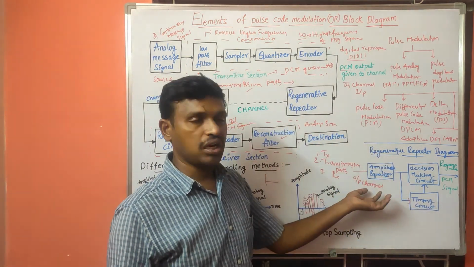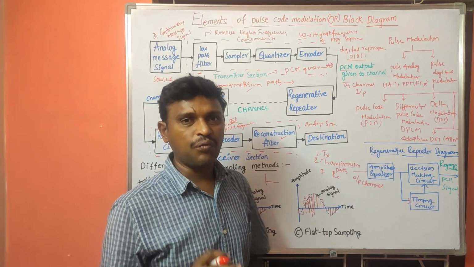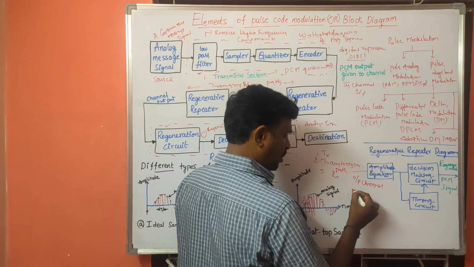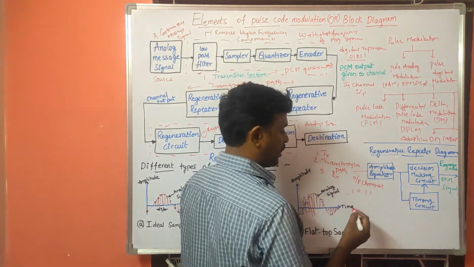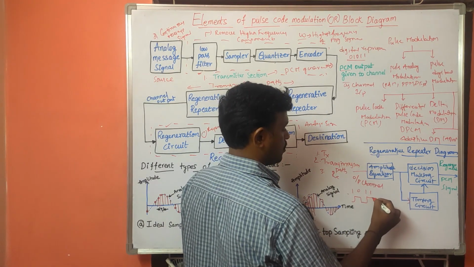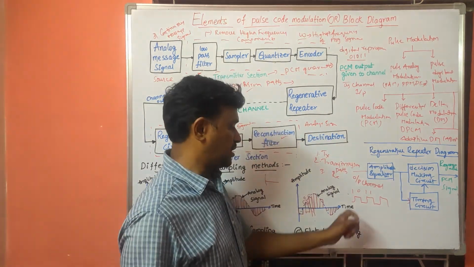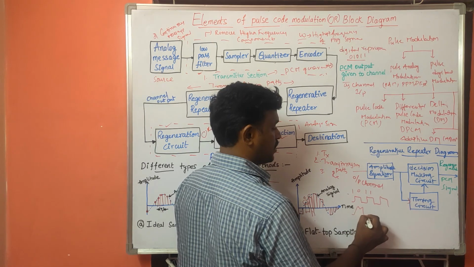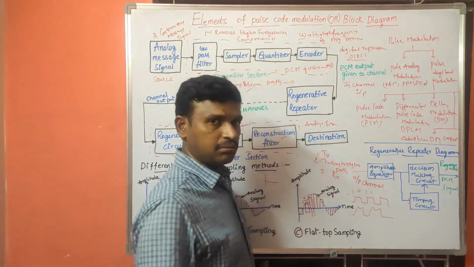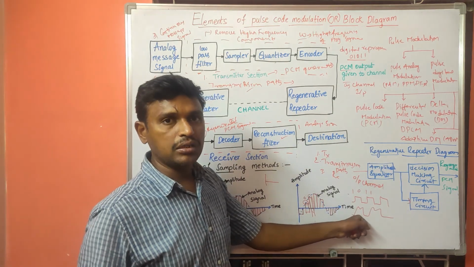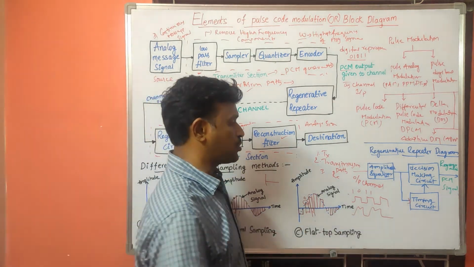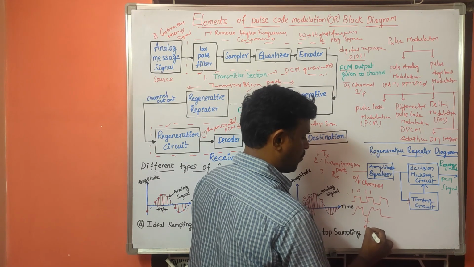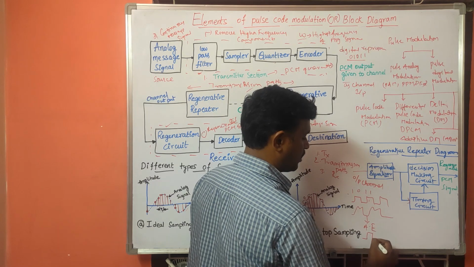Now let us see how this regenerator circuit operates. The output of the channel is given to the amplitude equalizer. What is the duty of the amplitude equalizer? Here we have 1, 0, 1 like that before sending to the channel, so it is a pulse wave like this. Whenever noise is added, it becomes like this, with some disturbance or spikes. These spikes or disturbances can be eliminated by passing the signal through the amplitude equalizer, and it gives the pulse wave again.